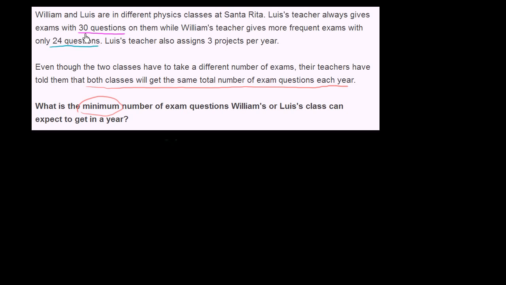So let's think about what's happening. If we think about Luis's teacher who gives 30 questions per test, after the first test he would have done 30 questions. This is 0 right over here. Then after the second test, he would have done 60. After the third test, 90. After the fourth test, 120. And after the fifth test, if they have that many tests, he would get to 150 total questions. And we could keep going on and on looking at all the multiples of 30.